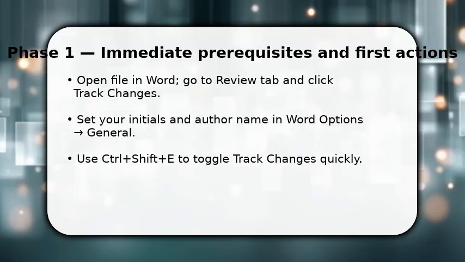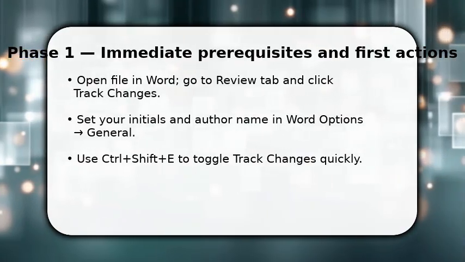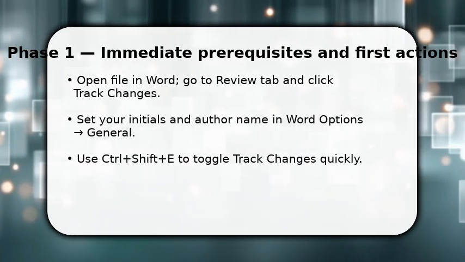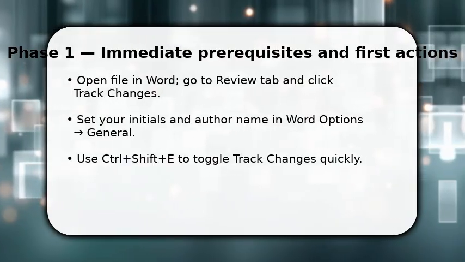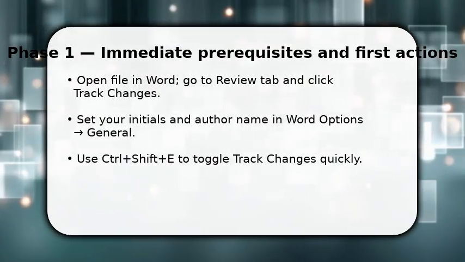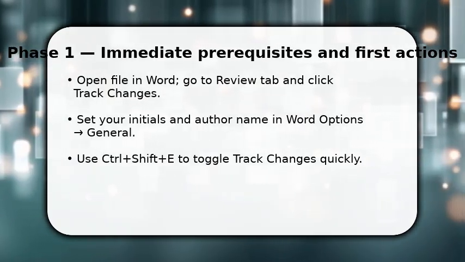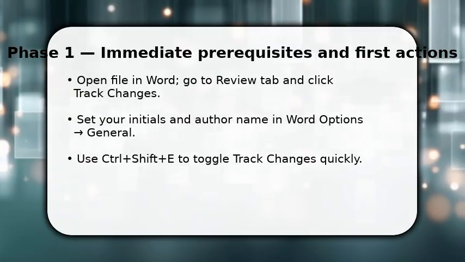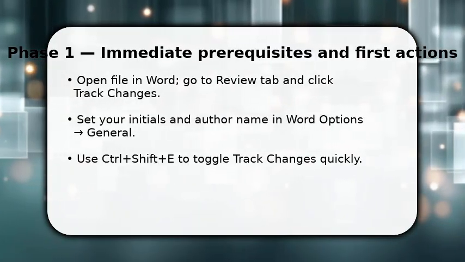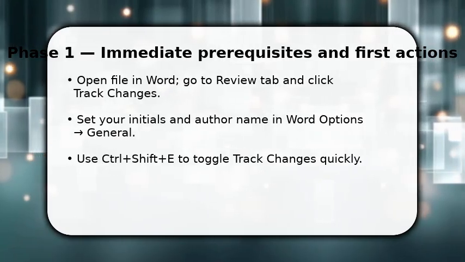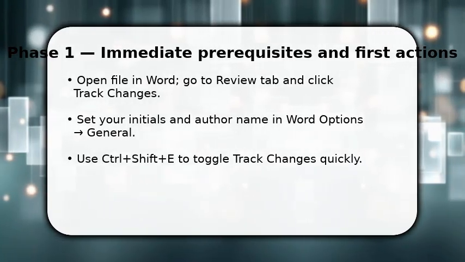You're ready to start. Open the document and go straight to the Review tab. Click Track Changes to enable live edits. Make sure Word shows your author name and initials in Options so edits are attributed properly. Once Track Changes is on, every insertion, deletion, and format change is recorded. You can toggle it with Ctrl+Shift+E if you need to pause.